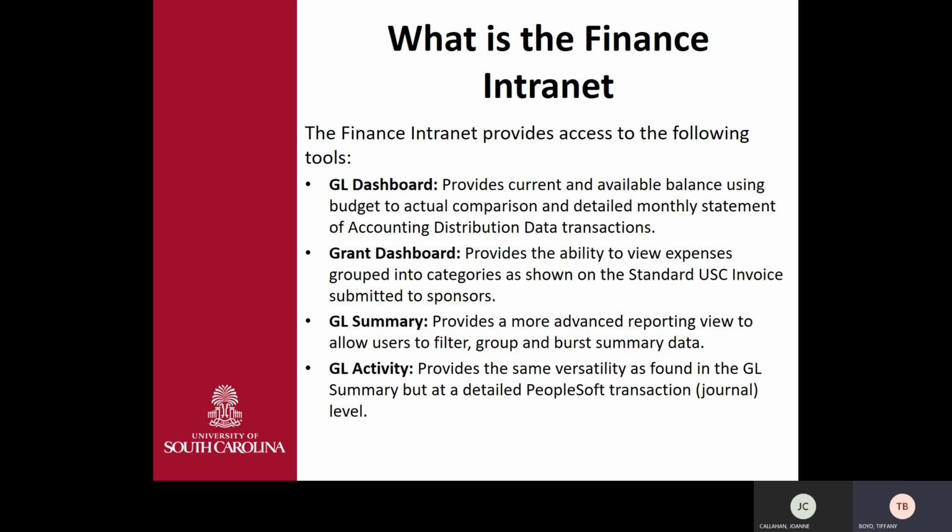We also have the GL Summary, and this is a more advanced reporting tool that allows users to filter, group, and burst data in a variety of ways. And then the last tool we will talk about today is the GL Activity, and it provides the same versatility as all the tools above, as found in the GL Summary, but it provides that detailed PeopleSoft transaction journal level information, and it's the last level of activity that you'll see before actually jumping into PeopleSoft to see the actual transactions.